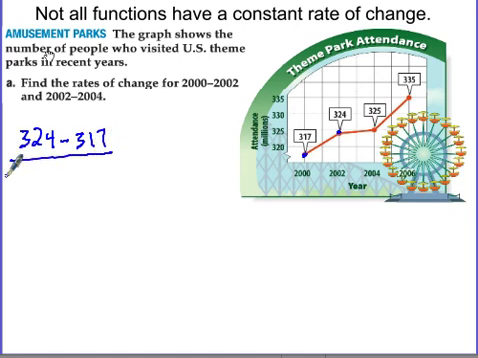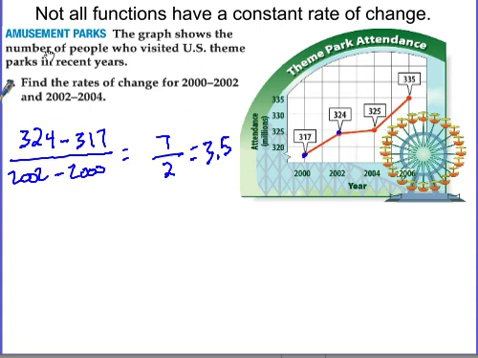Over 2002 minus 2000. Okay. So 324 minus 317 is 7 over 2. So it has a rate of change of 7 over 2. What does that mean? On this type of graph, even though it's going to give us a decimal, we want to go ahead and divide that. What's 7 divided by 2? 3.5. What does that mean? 3.5 what? Every year, 3.5 million more people attend the park compared to the previous year. Okay. So you can interpret that.